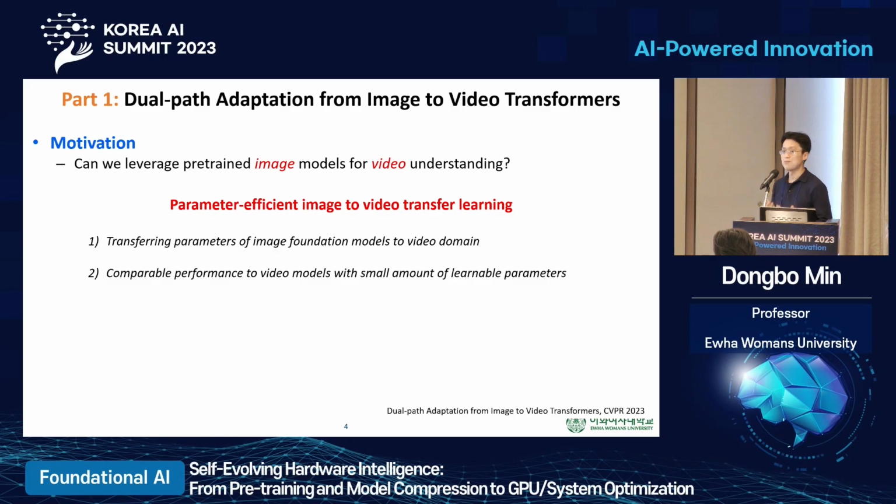So I want to leverage some of the knowledge from the pre-trained image model into the video understanding task. By doing so, we can transfer the parameters of the image foundation model into the video domain, and we can achieve comparable performance to a video model with only a small amount of learnable parameters. That's our motivation. So we want to do parameter efficient image to video transfer learning. This paper appeared in CVPR this year, and this is the title.